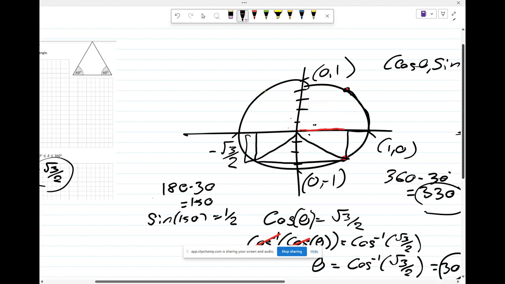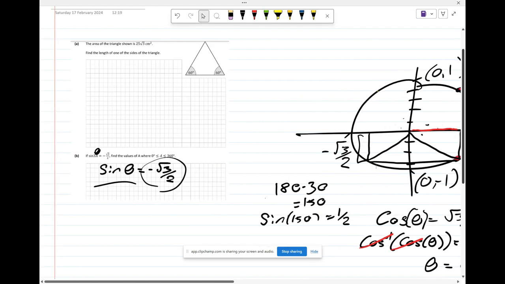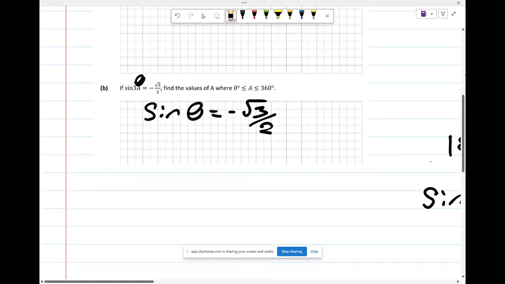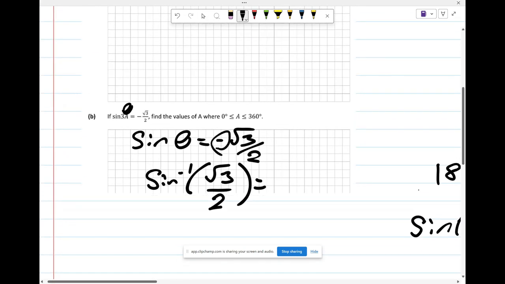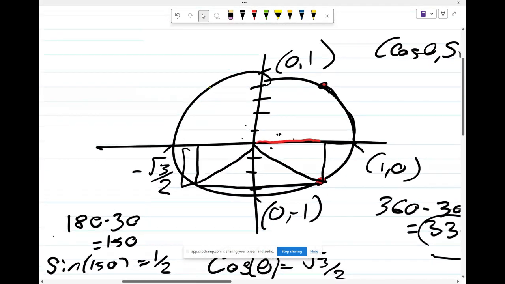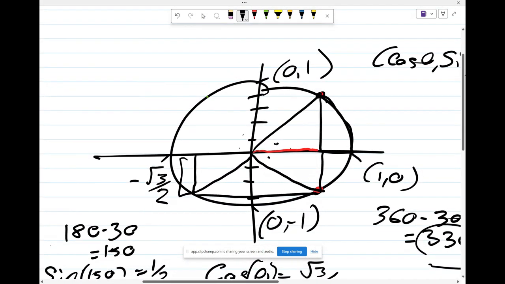And a way to do that is, we know that our theta is stuck in our sine, so we're going to do the sine inverse. So sine inverse root 3 over 2 is equal to, and we'll leave out the negative sign for a minute. That's 60 degrees. So this is positive root 3 over 2, and that means that this angle here is 60 degrees.